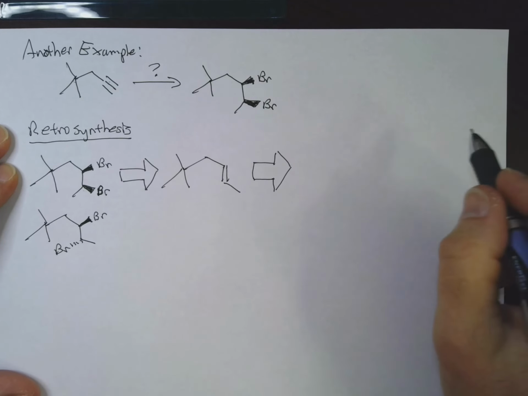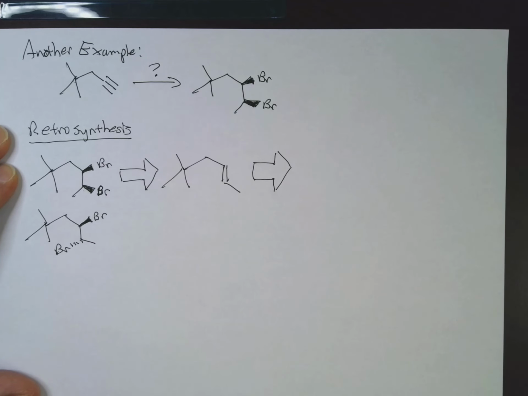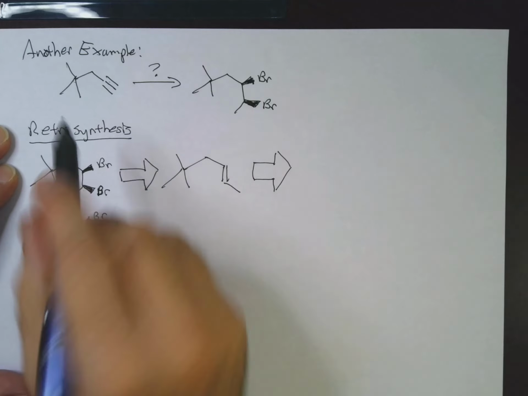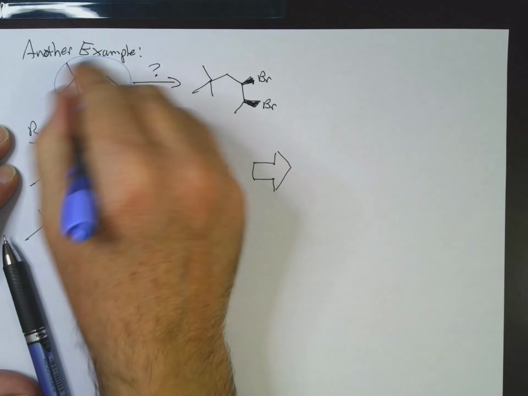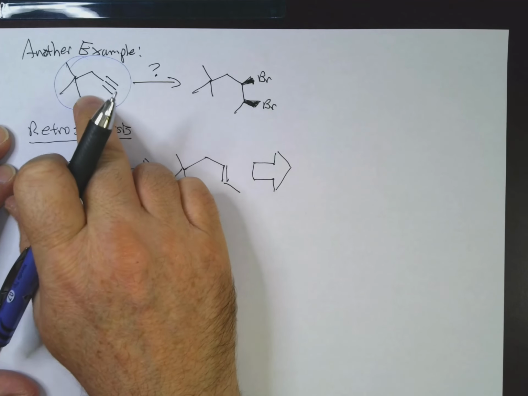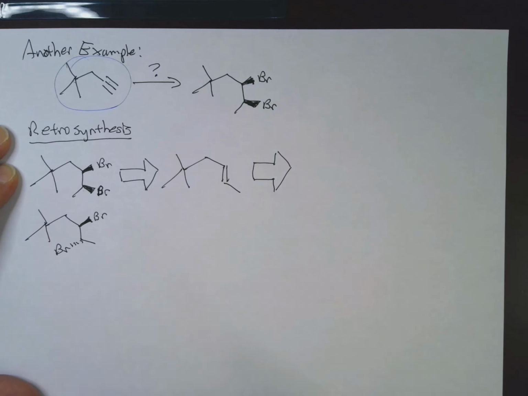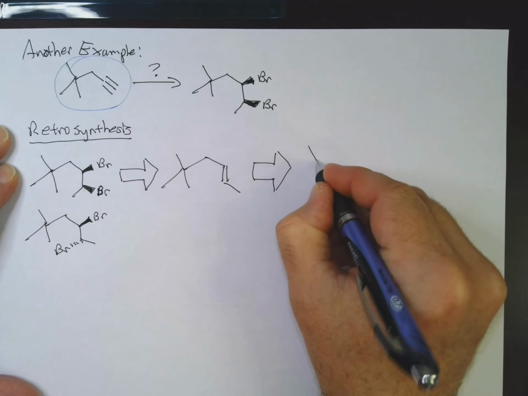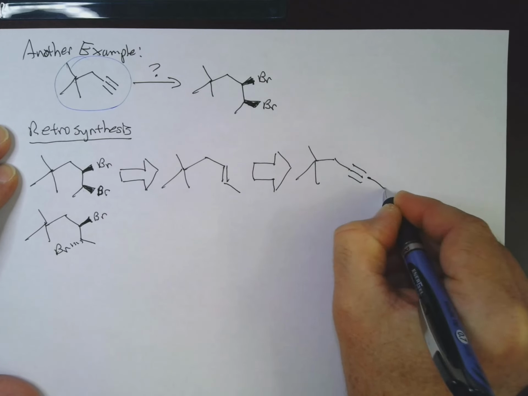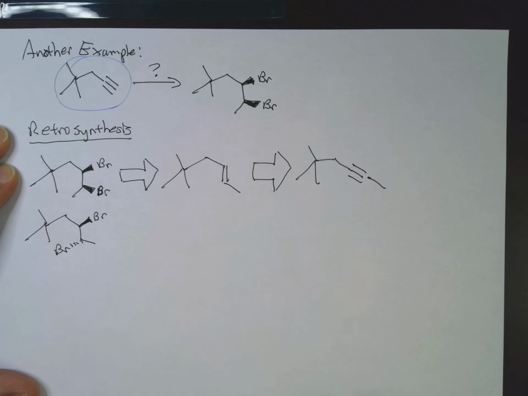Well, how can I make an alkene? I can make it by elimination. How else can I make an alkene? I can make an alkene from an alkyne. So why don't I try that? Why am I doing that instead of elimination? Well, I'm starting with an alkyne. So in a way, I'm thinking forwards a little bit because I'm thinking, all right, I know I have to use this at some point. So what if I did that? That works, right?